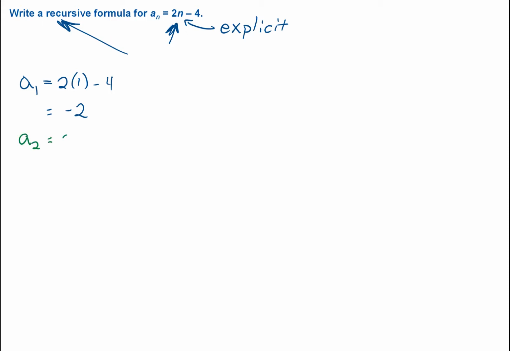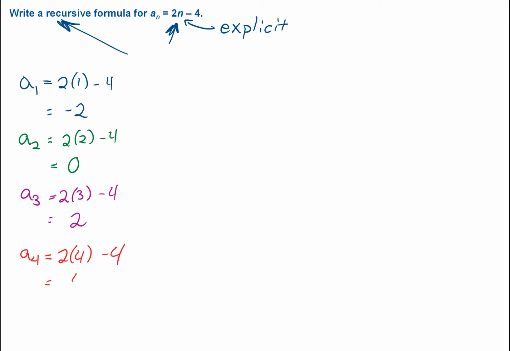A sub 2 is equal to 2 times 2 minus 4, which is 4 minus 4, which is 0. A sub 3, plug in 3 for n: 2 times 3 minus 4. Looks like I get a 2. Let's do one more and then maybe we can analyze the pattern. A sub 4 is equal to 2 times 4 minus 4, which is equal to 4. Lay out my terms. I go -2, 0, 2, 4.